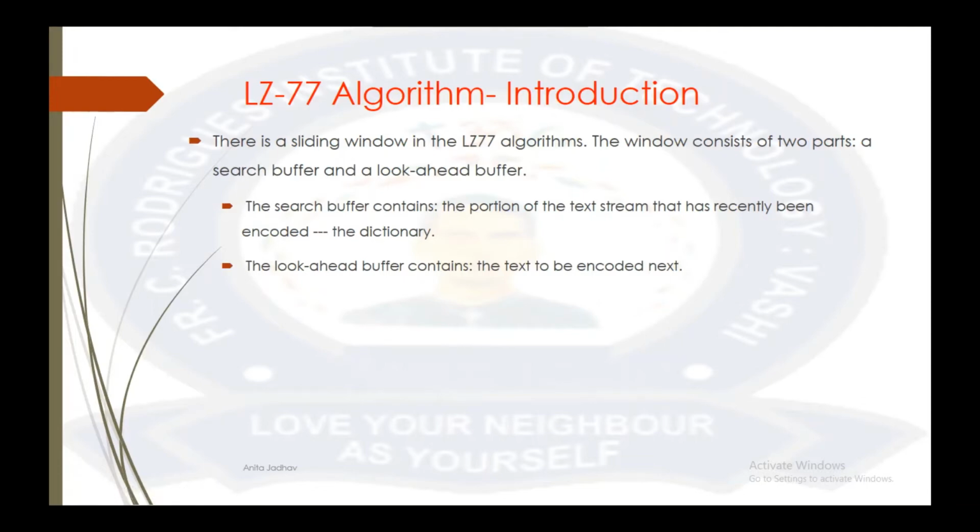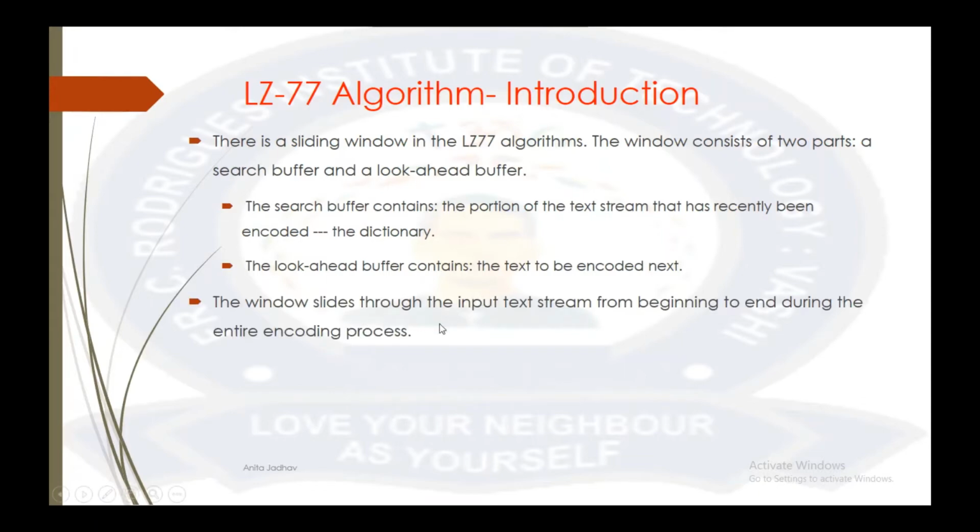Look ahead. Find out what you have to encode. That is nothing but your look ahead buffer. The window slides through the input text stream from the beginning to end during the entire encoding process. So this compression will happen part-wise. The window will always have these two parts, search buffer and look ahead buffer.